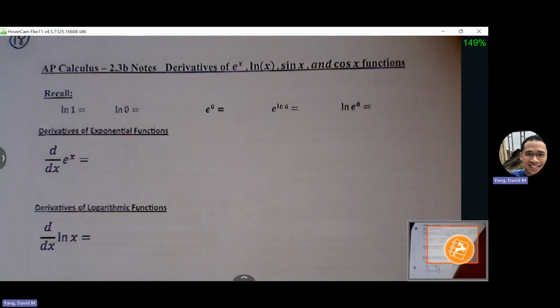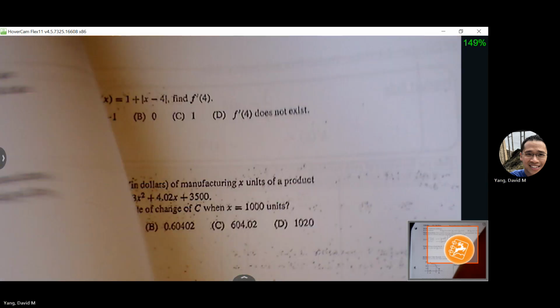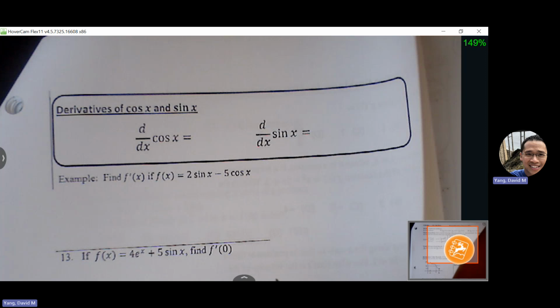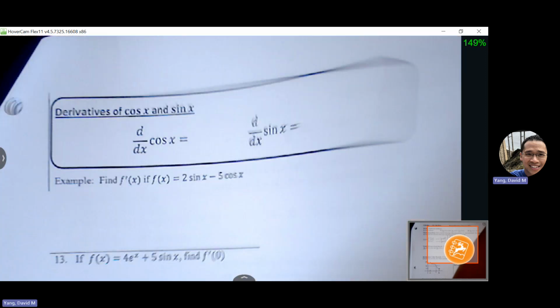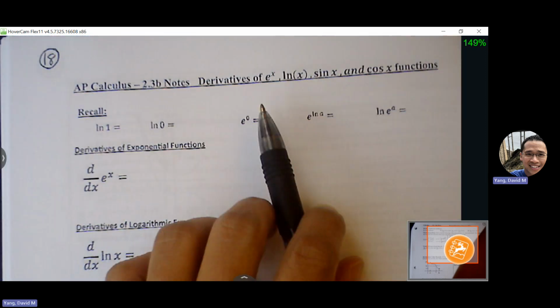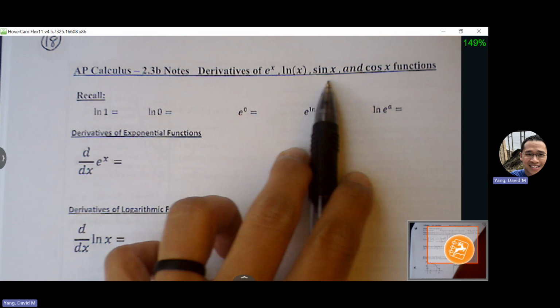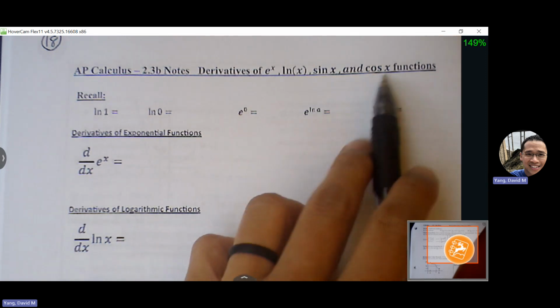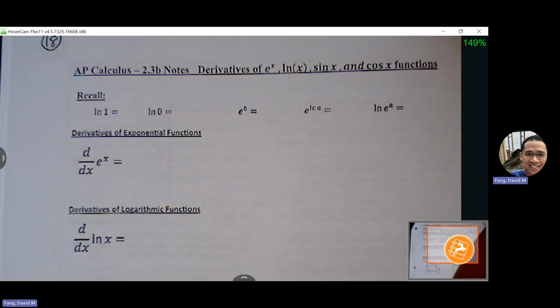Let me review some values here. So we're going to do derivatives. Yeah, we might as well cover trig as well. All right. So we're talking about e to the x, natural log of x, sine and cosine. We're doing a little bit of trig today, and then we'll finish some of the other trigs later on.